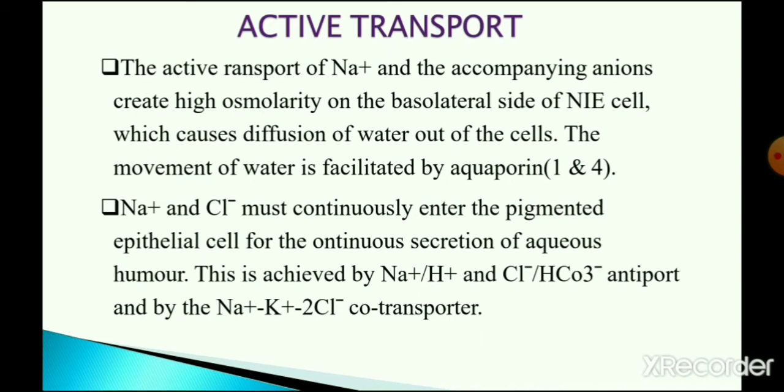The active transport of sodium and other accompanying anions creates a high osmolality on the basolateral side of the cell, which causes diffusion of water out of the cell. The movement of water is facilitated by aquaporin, the transporter. Sodium and chloride must continuously enter the pigmented epithelial cells for the continuous secretion of aqueous humor. This is achieved by sodium-hydrogen exchange, the chloride-bicarbonate antiport, and the sodium-potassium-chloride co-transporter.